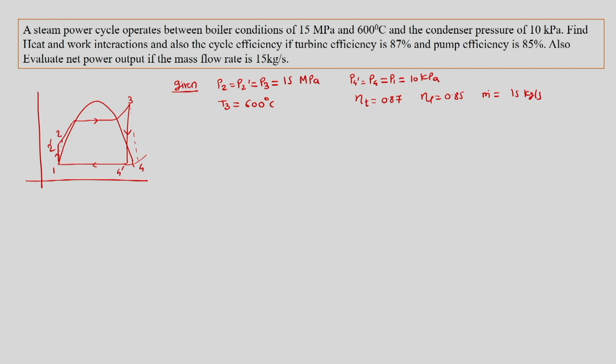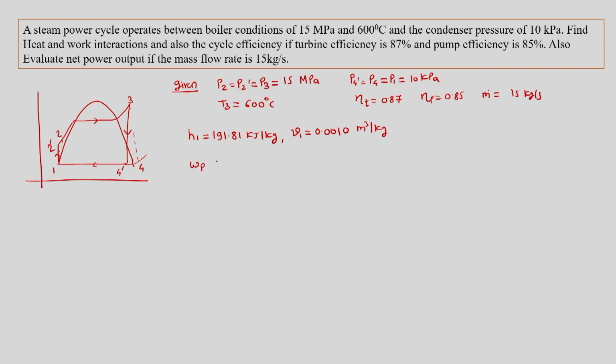Now, as expected, we should go and find out H1, which is enthalpy corresponding to condenser pressure, and it is liquid saturation enthalpy, which is 191.81 kilojoule per kg. Similarly, specific volume at the same condition is 0.001 meter cube per kg.